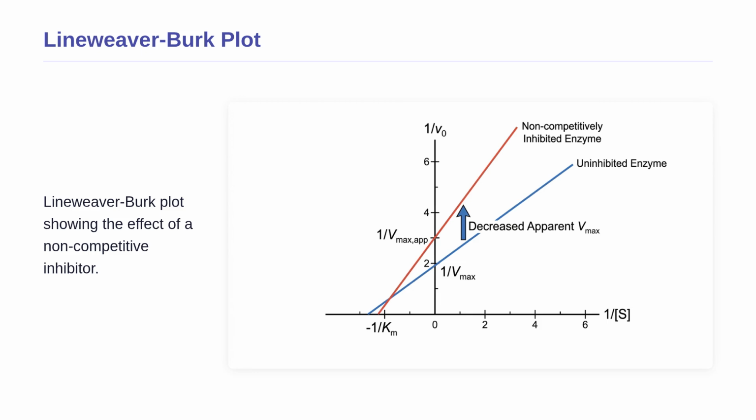However, look at the vertical axis, which represents 1 over the maximum velocity. The inhibited line crosses much higher up on the axis. Because this is a reciprocal plot, a higher intercept means a lower actual value. This upward shift perfectly illustrates the permanent decrease in the maximum velocity of the enzyme population caused by the broken catalytic machinery.